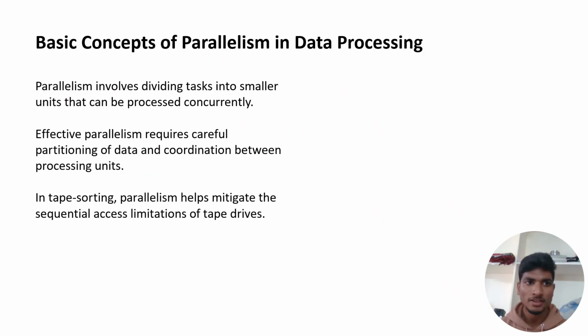The next is basic concepts of parallelism in data processing. Parallelism involves dividing tasks into smaller units that can be processed concurrently. Effective parallelism requires careful partitioning of data and coordination between processing units. In tape sorting, parallelism helps mitigate the sequential access limitations of tape drives.